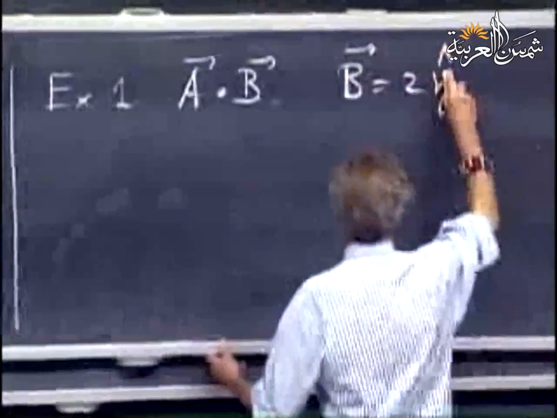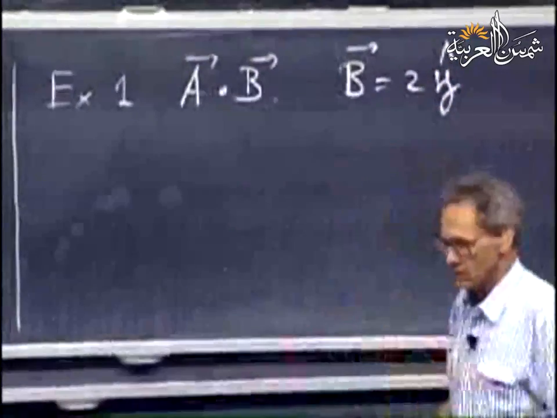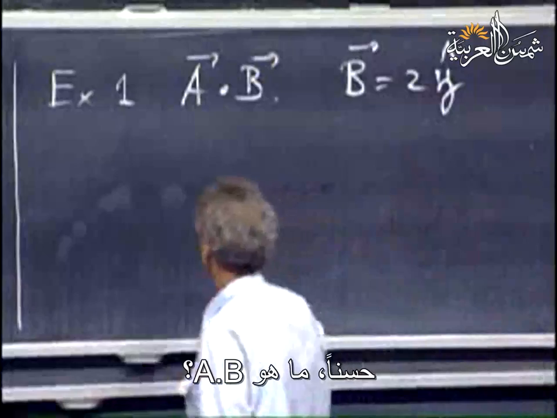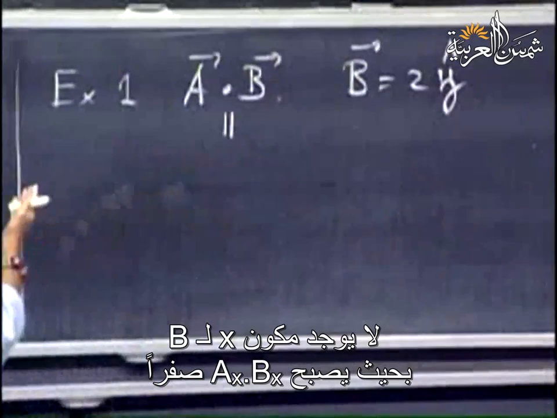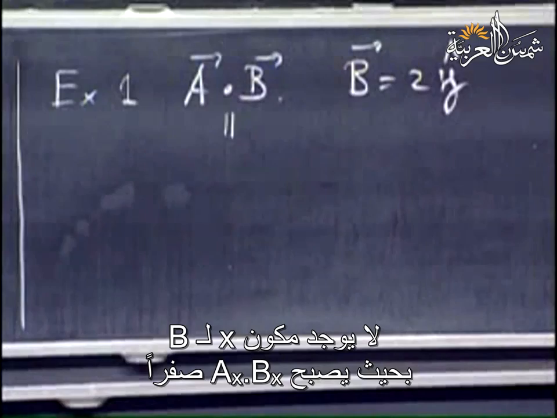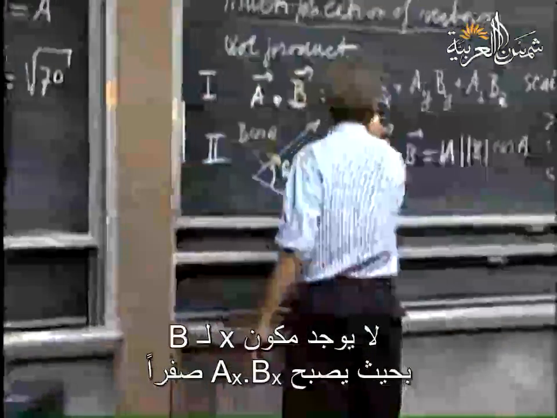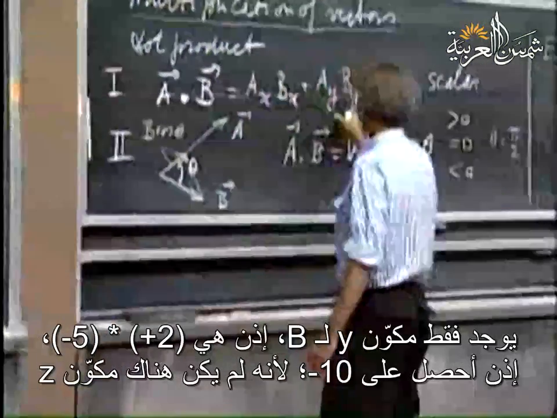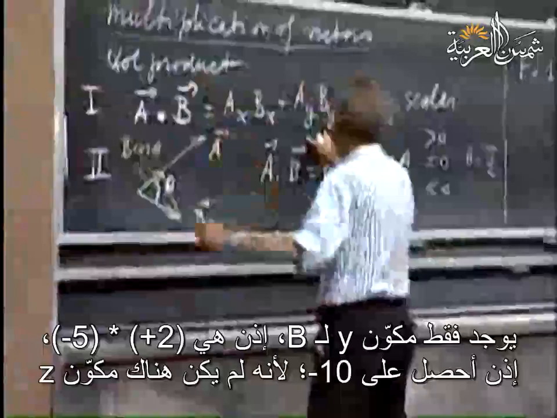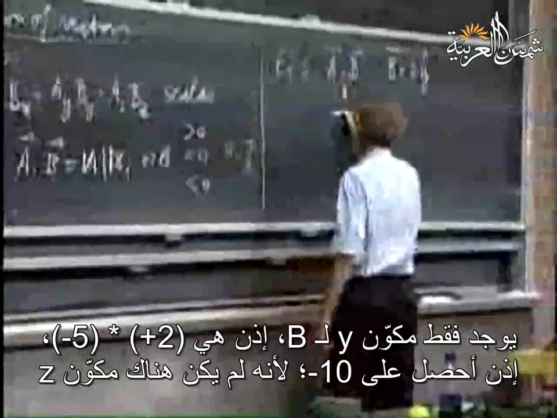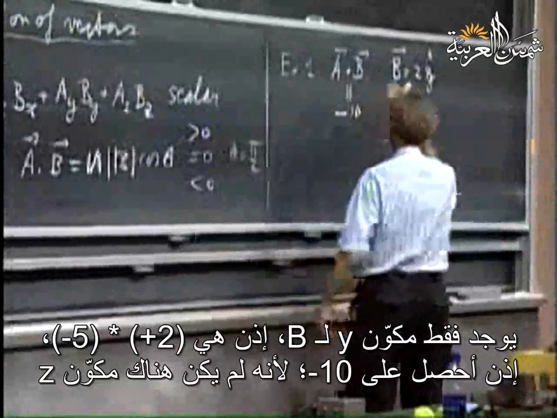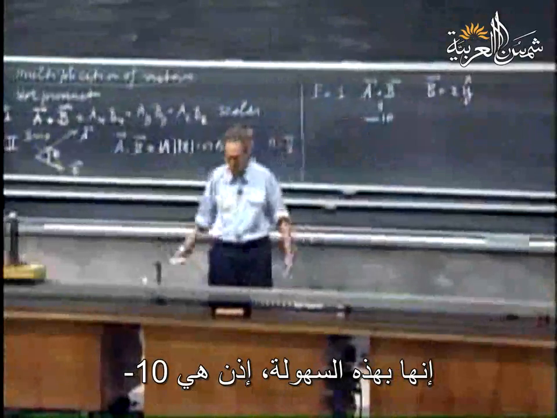2y roof. That's all it is. Well, what is A dot B? A dot B, there's no x component of B. So that becomes 0. This term becomes 0. There is only a y component of B. So this minus 5 times plus 2, so I get minus 10 because there is no z component. Simple as that. So it's minus 10.